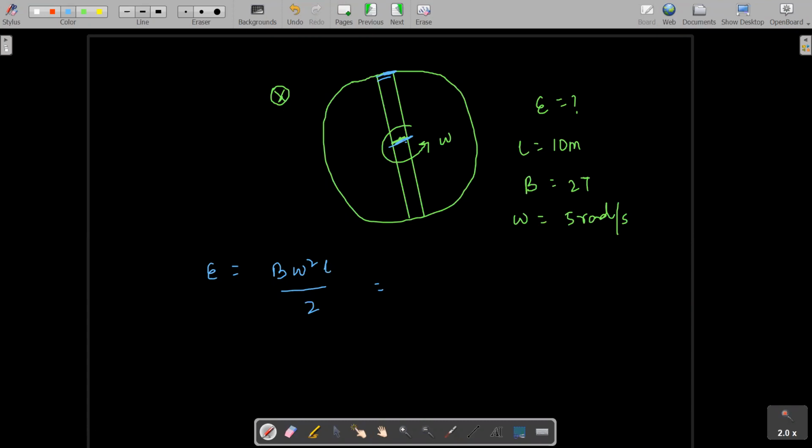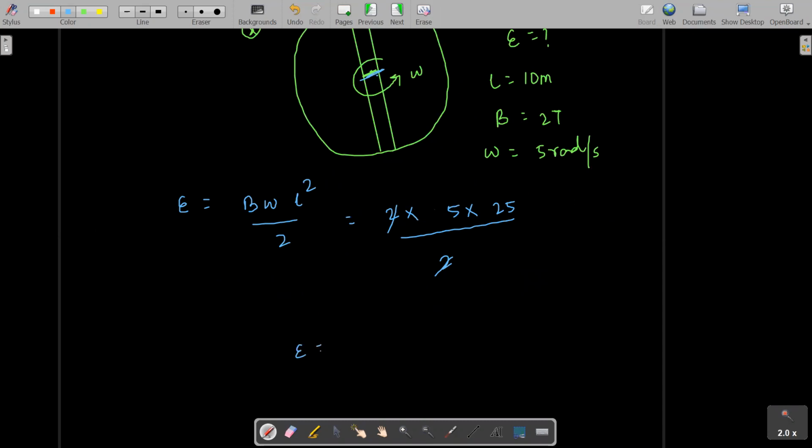So the EMF induced will be equal to B is 2, omega square is 5 square 25. L will be, sorry, B omega square L, no, this is not the formula. B omega L square by 2, it will be the formula, right? So we can write it here, 2 into 5 into the value of L square, 5 square will be 25, divided by 2. So this 2 and this 2 will get cancelled out. What will be the value, students? Tell me. The EMF induced will be 125. Okay, this will be the value.